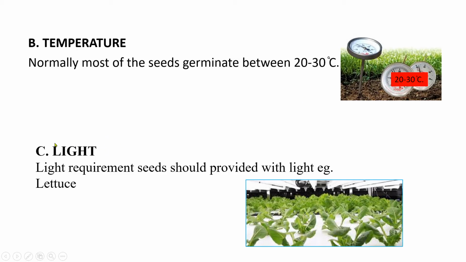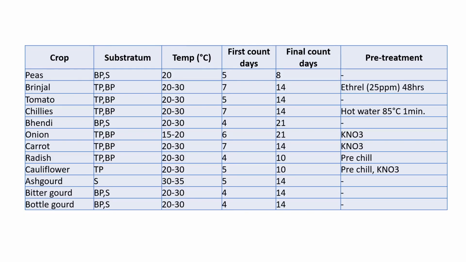Okay, and light requirement. The light requirement of the seed should be provided, especially for leafy vegetables, and it can also be provided for other types of crop plants. It depends on the type of crops. So these are examples of some of the requirements of substratum, temperature, and pre-treatment.